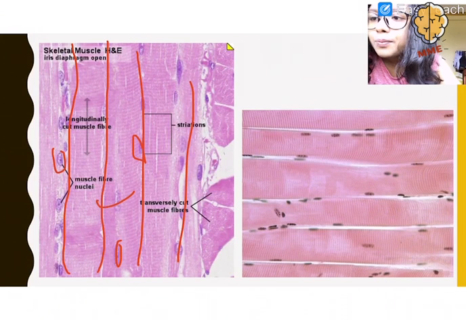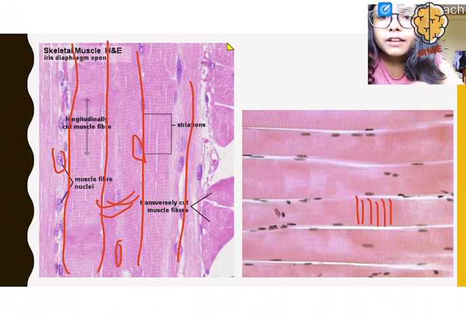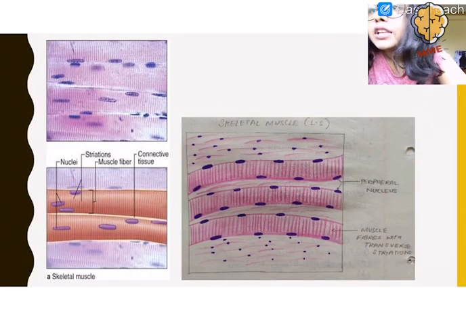And you can see also the banding pattern, dark and light bands. So beautiful picture is there. Dark and light bands, but they are parallel to each other, and hence they are striated muscle.